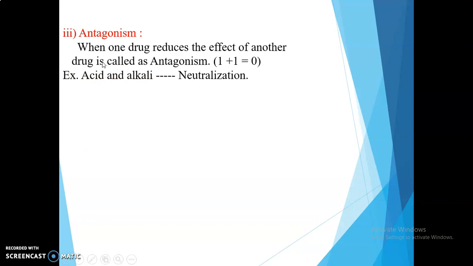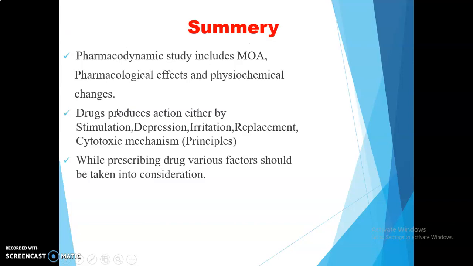Antagonism. When one drug reduces the effect of another drug, it is called antagonism. This antagonism may be beneficial or sometimes harmful. So this factor also should be taken into account while prescribing the drug. Example, acid and alkali given together show the neutralization effect. It is an example of chemical antagonism.